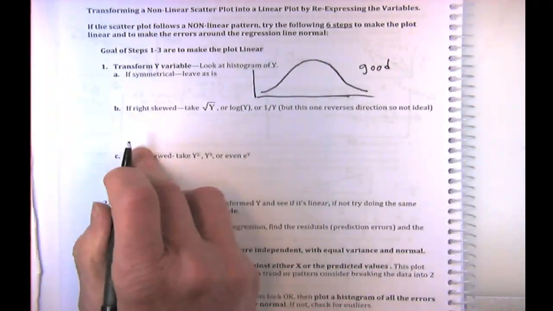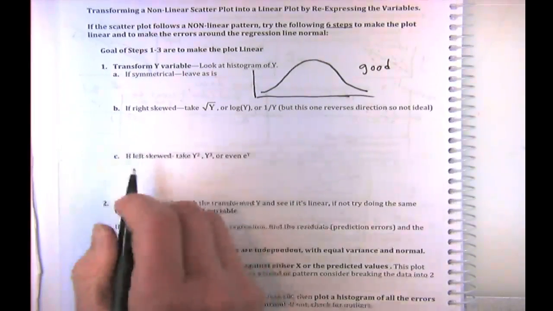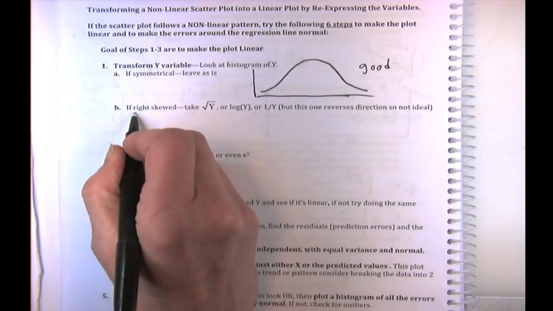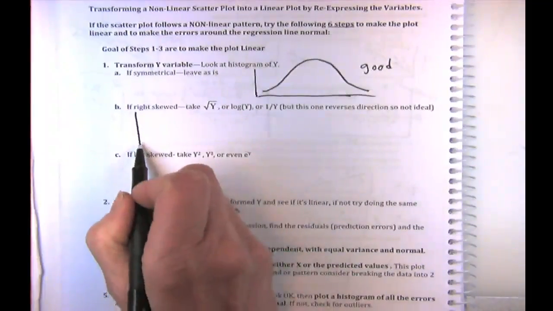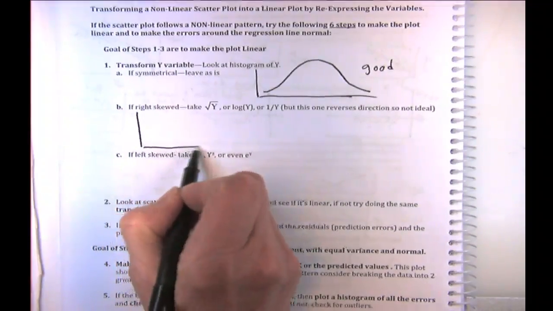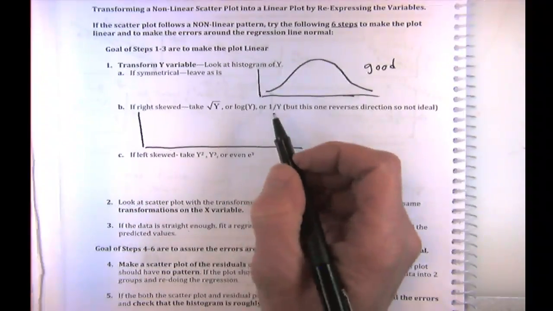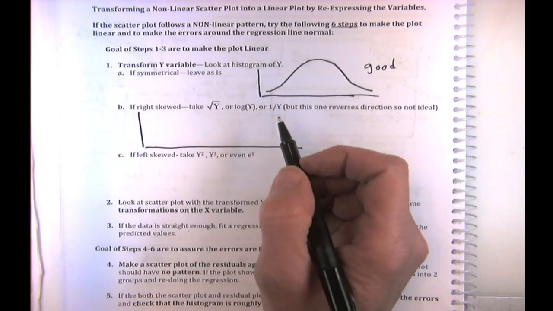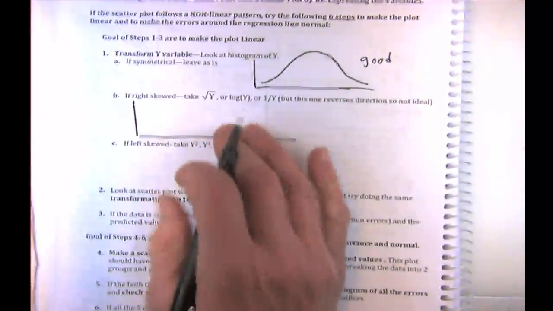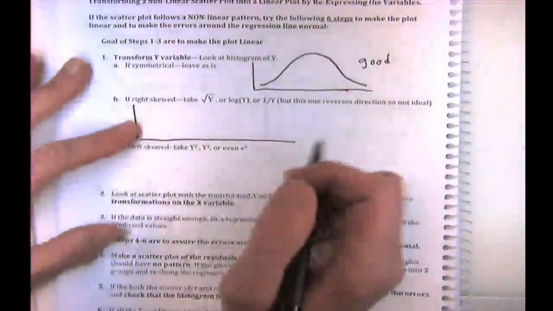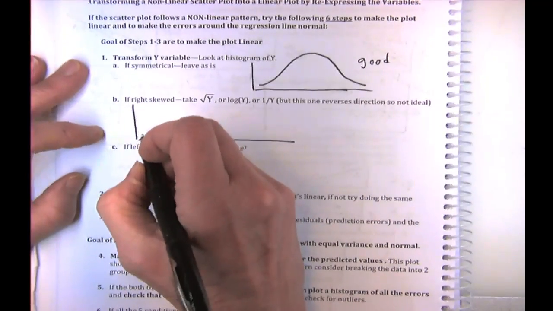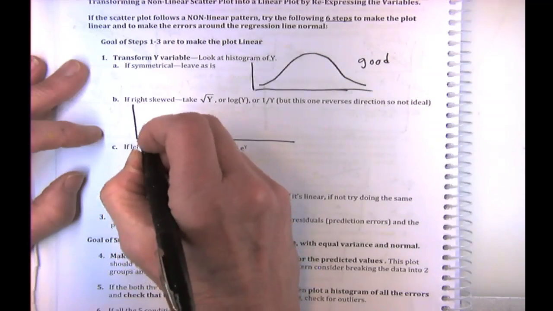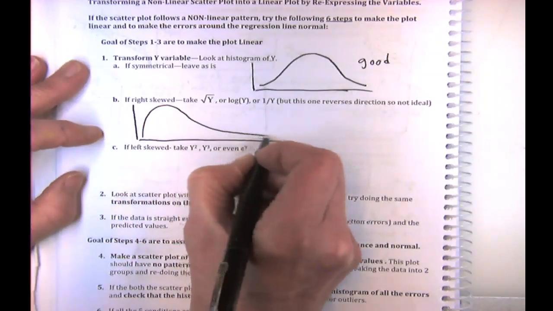But what if it looks really skewed? These transformations work only on positive y's, so let's say the y's are positive here. If it's right skewed, a real right skewed would look something like this.